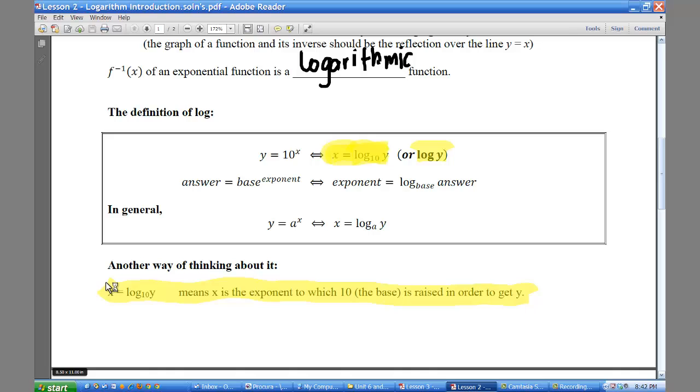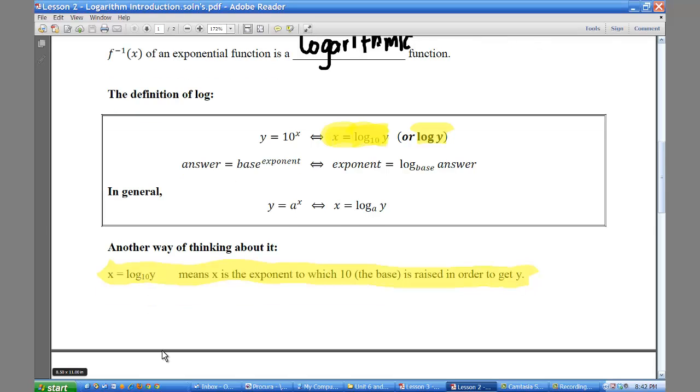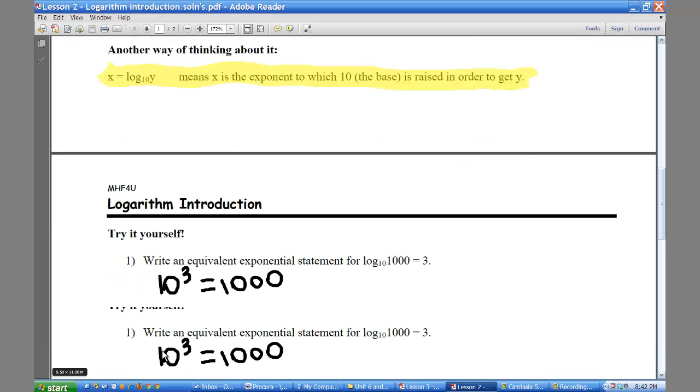So when we are dealing with the logarithmic expressions, the variable on the left or on the right of the equal sign is going to be your exponent, and the other side will be log, base, and answer. Let's look at some examples and see how that works.